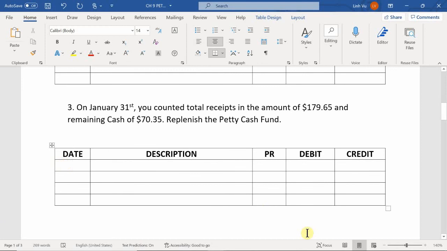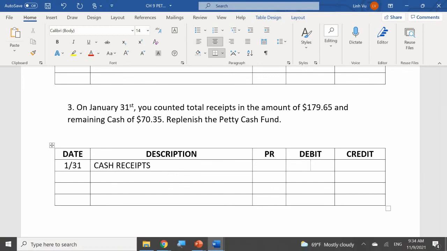Because I didn't tell you this was office supplies, business supplies, or party supplies. I just gave you a generalization saying, hey, you have a bunch of receipts. So in this case, January 31st, I'm just going to write it down as cash receipts, and debit for $179.65. Good.